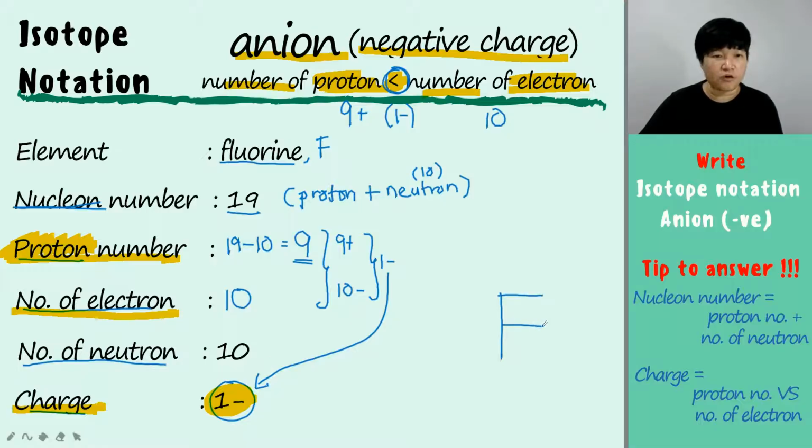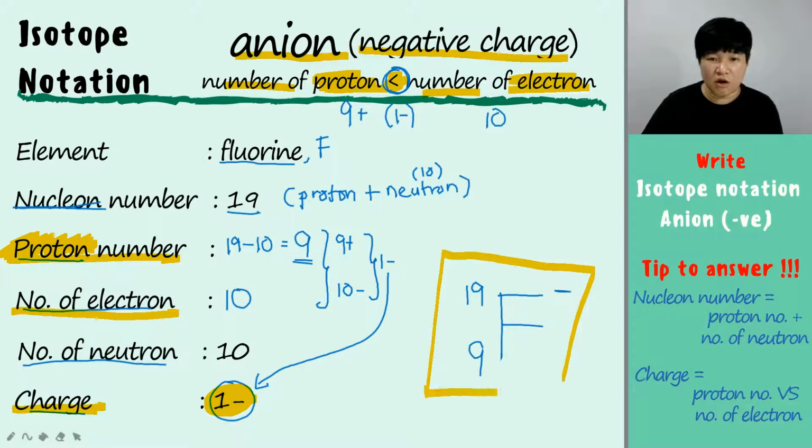And your isotope notation will look something like this. Started off with your fluorine, where your proton number is 9. Your nucleon number is 19. And the charge is 1 negative. Guys, when the charge is 1 negative, we only put down the symbol negative. Do not put the 1, remember. And this is the isotope notation of fluorine in this case.